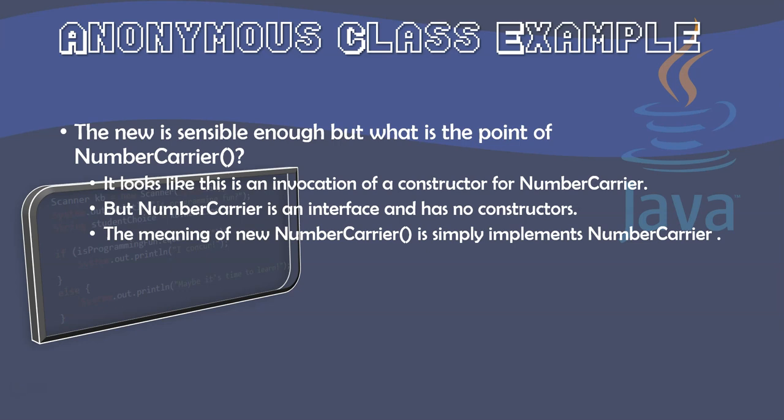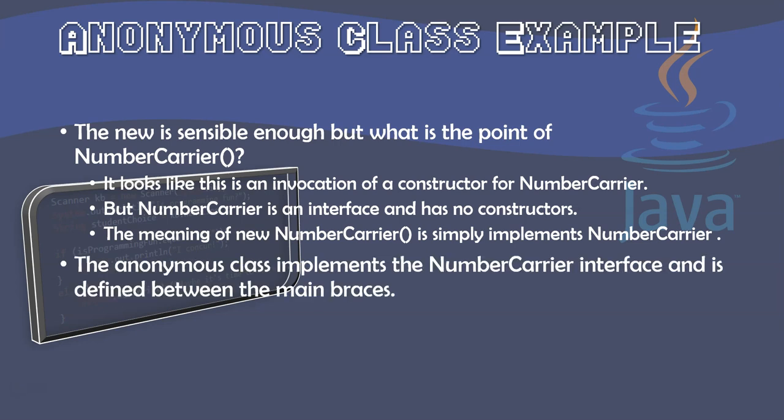Therefore, the meaning of new NumberCarrier is simply to implement the NumberCarrier interface. The anonymous class that we use here implements the NumberCarrier interface and is defined, therefore, between those two braces.